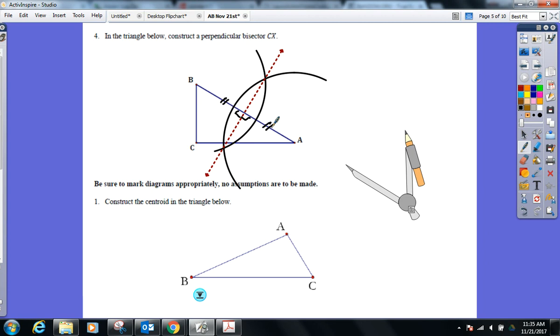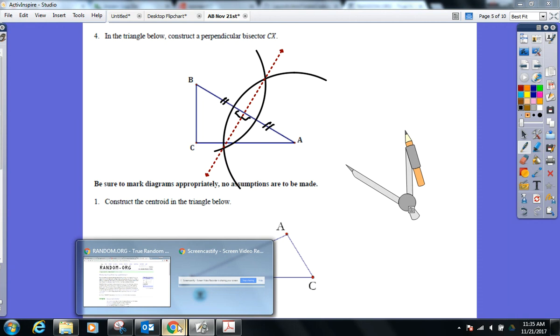All right, so you guys are all on your own. I'll walk around, sit down with you if you need help. All right, here we go. We've reviewed all the basics right now that can get you all the points of concurrency. So find the centroid by finding the two medians, and where they intersect will be the centroid.